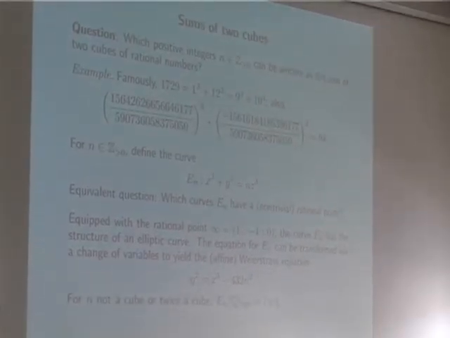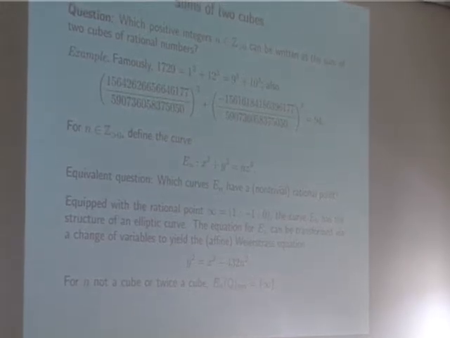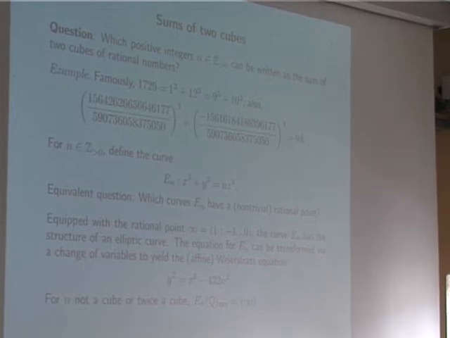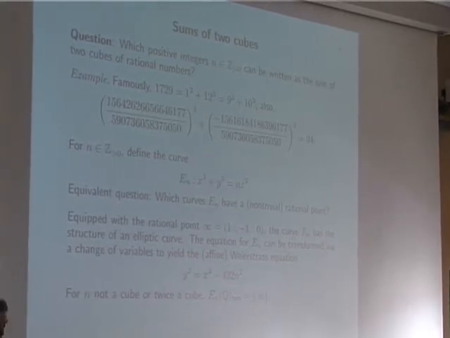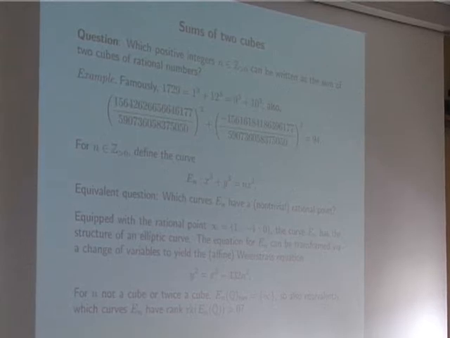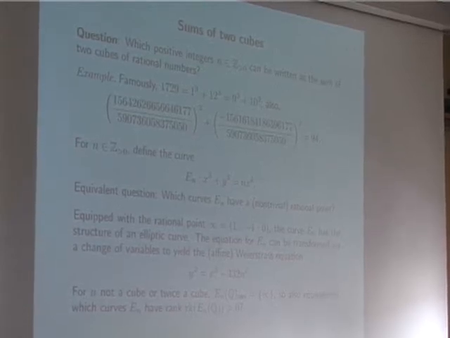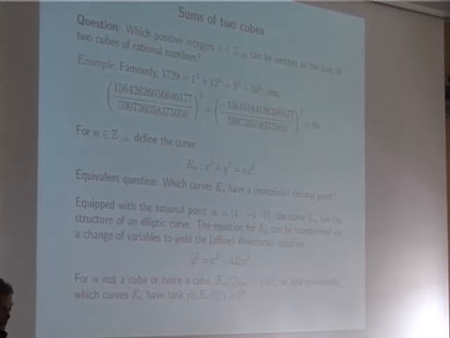Already we should probably exclude the case where n is a cube or n is twice a cube, because we could always divide out by the cube. As long as we make that assumption, the torsion subgroup of E_n(Q) is just the point at infinity. So an equivalent question to our original question is which curves E_n have rank greater than 0, so have infinitely many rational points. If it has one, then it has infinitely many non-trivial ones.